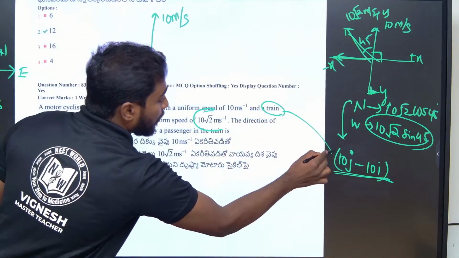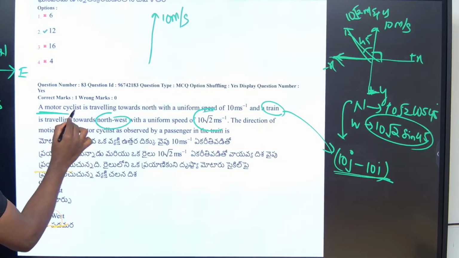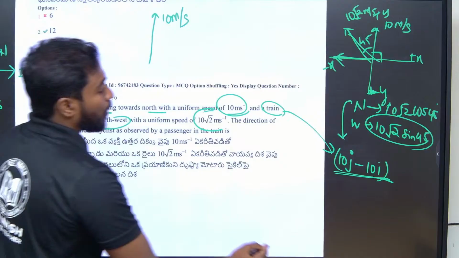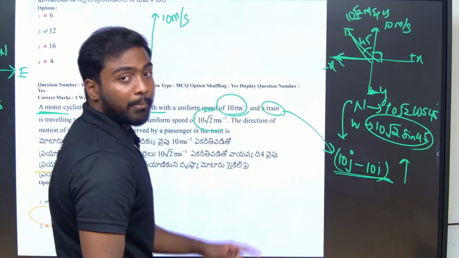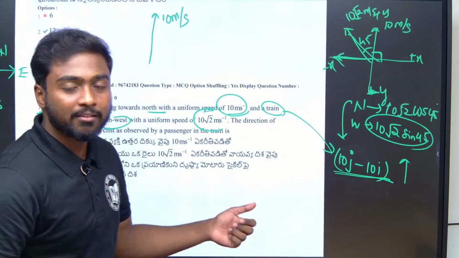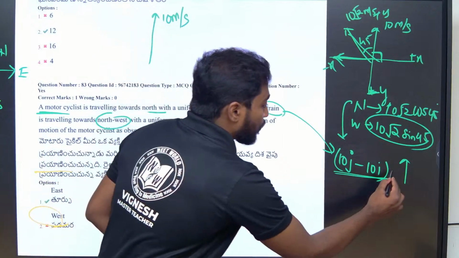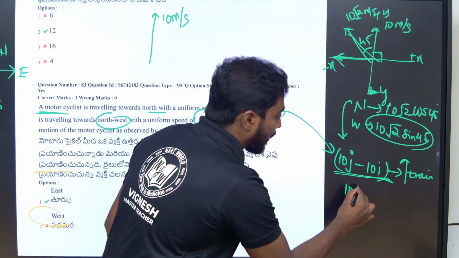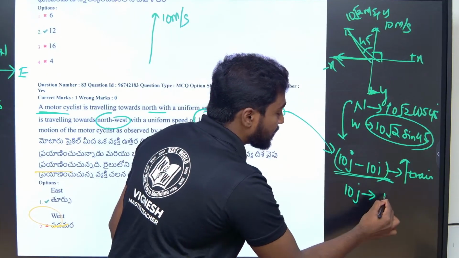Yes. So for the motor, they have given 10 meter per second in north. So obviously it is positive, but it is in the y axis. Y axis in the sense j cap. So for the train this is the value, and for the motor it is 10 j.